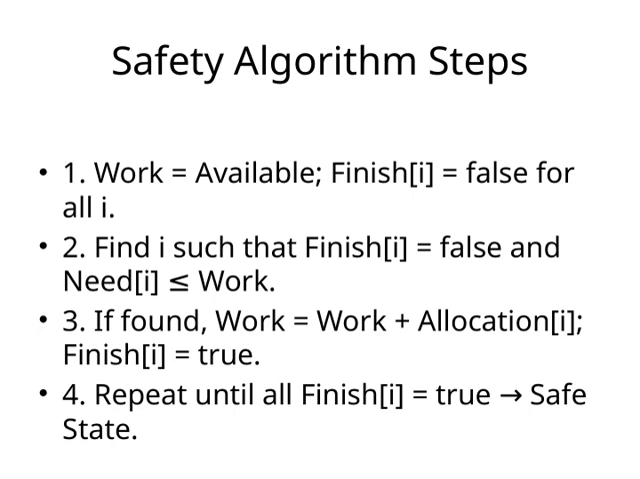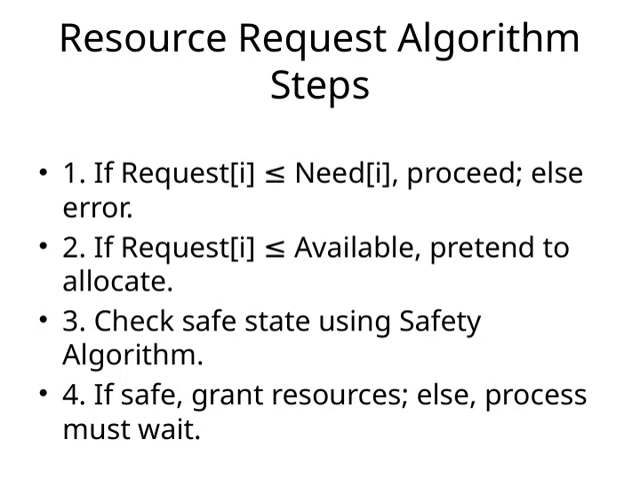We repeat this cycle, finding such processes, updating work, and marking processes as finished, until all processes are marked as finished. When that happens, we know the system is in a safe state because all processes can complete without deadlock. This iterative approach is at the core of ensuring the system's safety, helping us identify whether a given resource allocation is secure.